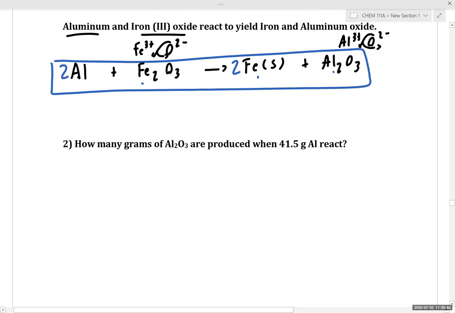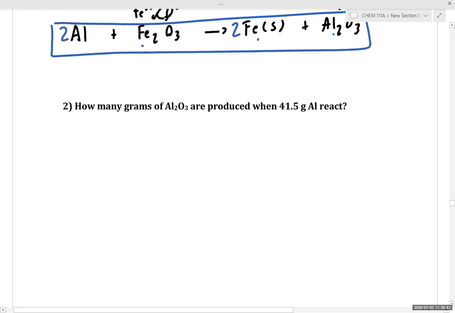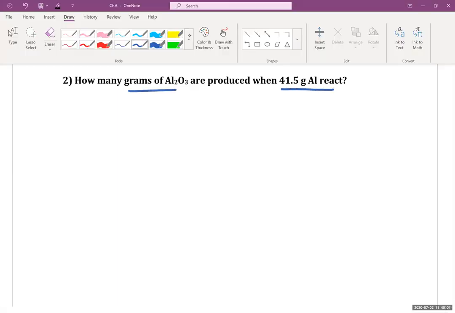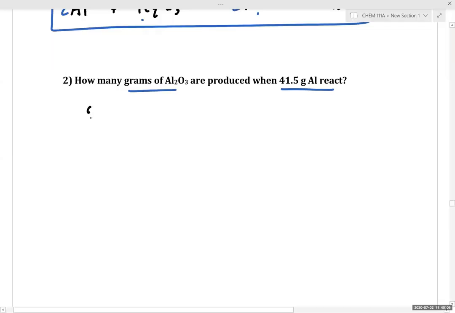Okay, so let's discuss this example. Looking at Canvas, we have a reasonable pool of responses so far. I greatly appreciate the class submitting their responses and any questions that they have, as it's invaluable at allowing me to provide constructive feedback. So we're asked how many grams of aluminum oxide are produced when 41.5 grams of aluminum react.